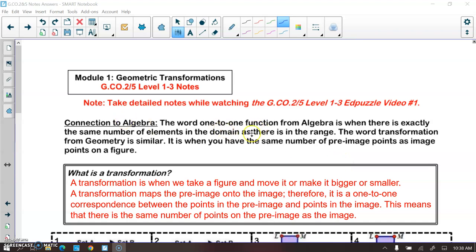So in algebra, we didn't necessarily learn what a one-to-one function is, but what a one-to-one function is from algebra is when there's the same number of elements in the domain as there are in the range.